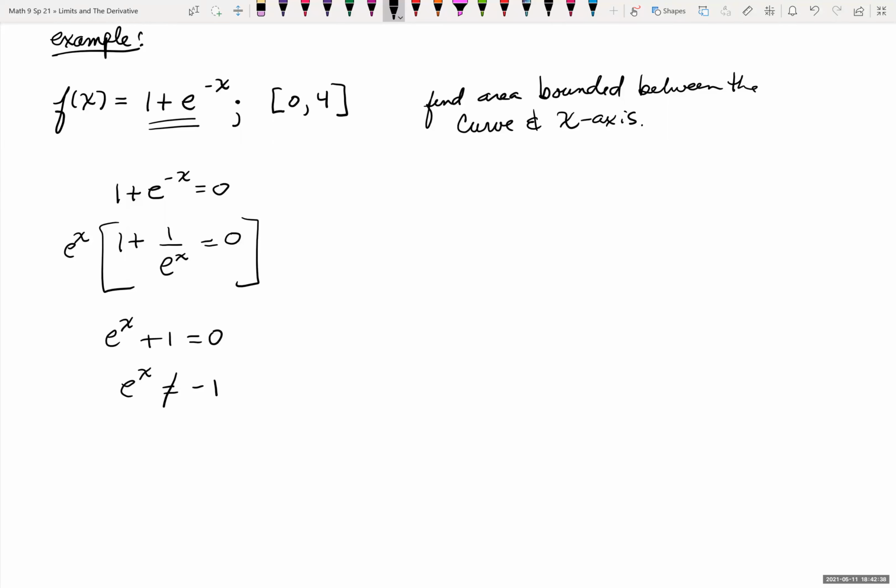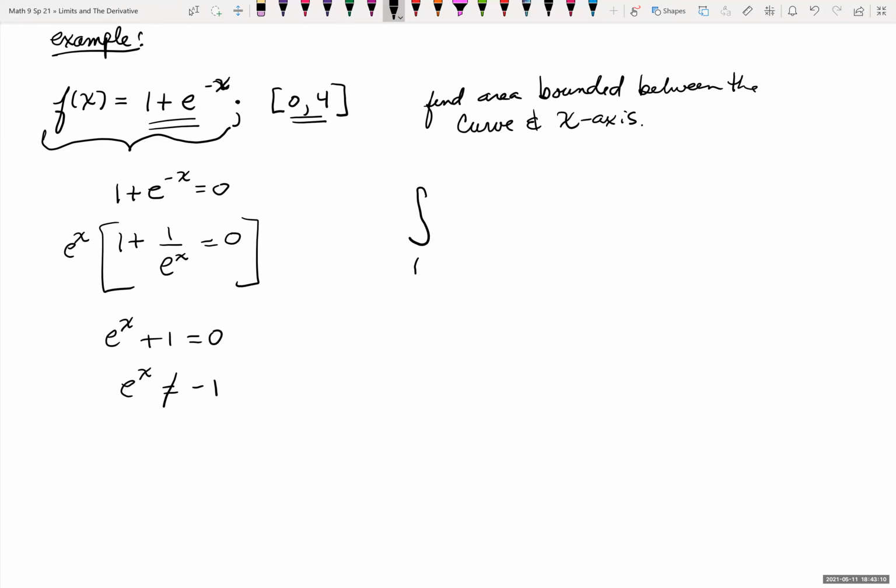And again, I know that this is strictly above the x-axis because any value you plug in here for x, maybe it's easier if you see it this way. Well, 1 plus 1 over 2.718 raised to any number is going to be positive. And so that's always going to be greater than 0. And so we know that f of x is above the x-axis everywhere from 0 to 4.